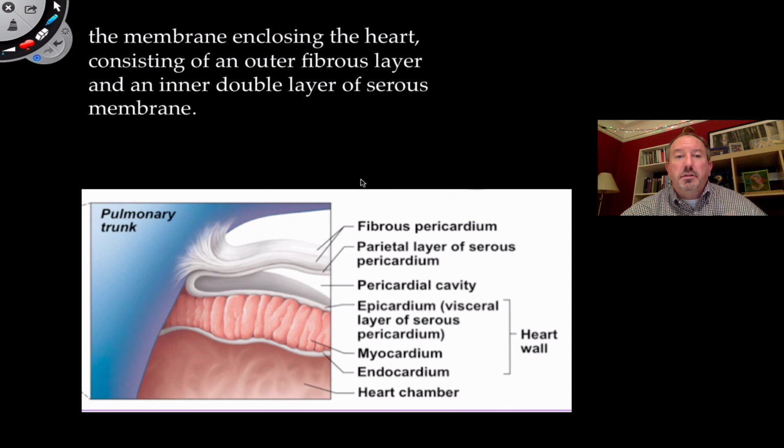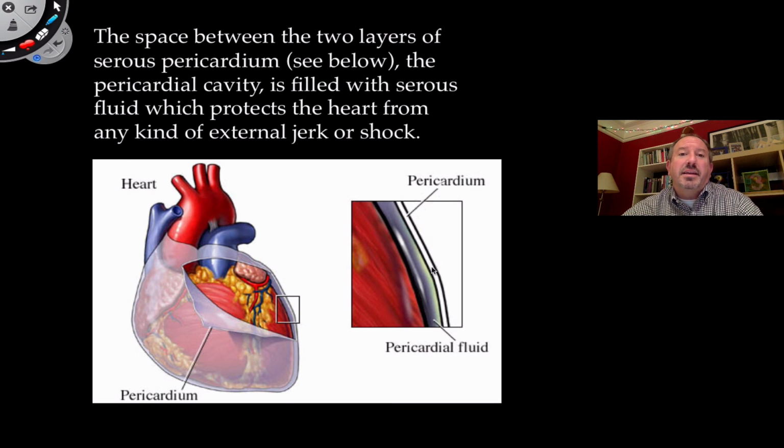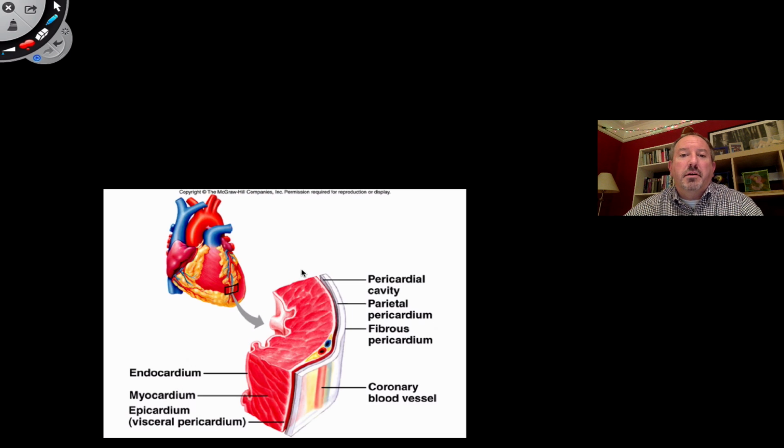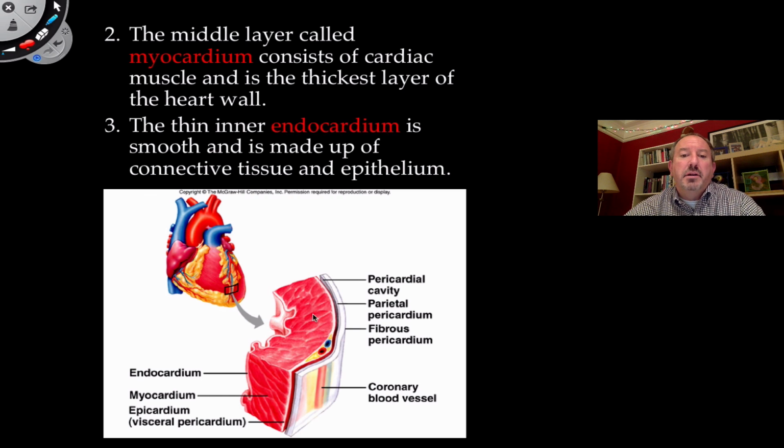And so the membranes enclose the heart, and they consist of a fibrous layer here. That's all I'm getting at. And as I mentioned before, this area right here is filled with fluid. And I was foreshadowing, it protects the heart from external jerking and shock like that. And so here's a picture, again, of the sac covering the heart, pericardium. And again, the middle layer, which is the most important in terms of what the heart mainly does, acts as a pump, is the myocardium. And then on the thin inside is the endocardium, and that's made up of some connective tissue and epithelium.